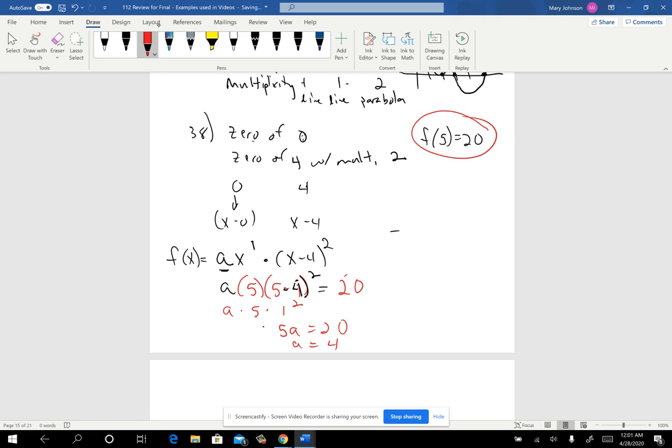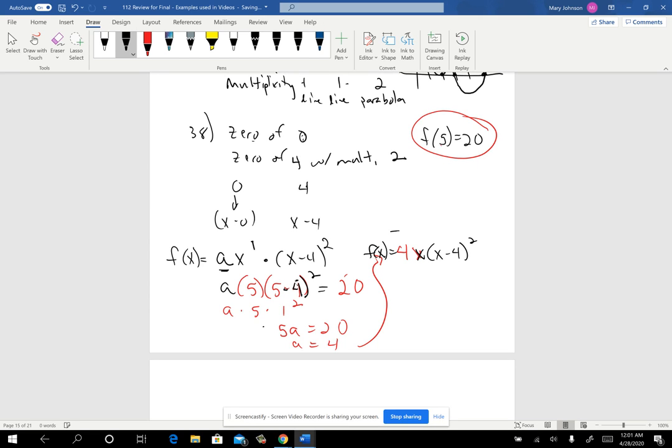Okay, and that's not because I divided by 5. Don't misuse your function notation. That's wrong thinking. Okay, so you're going to come up here and put in the 4 for the a. Then you have your x and your x minus 4. And that's your polynomial right there.